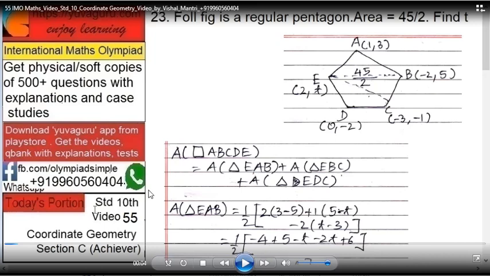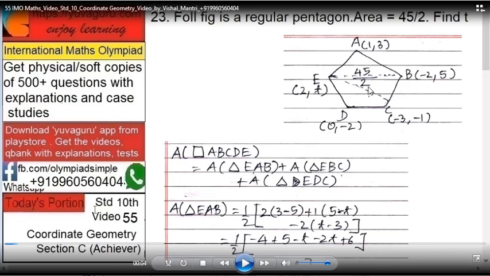Let's focus on today's topic now. We are in coordinate geometry, video number 55, section C, achiever, toughest one. Okay, let's start. Following figure is a regular pentagon. Regular means what? All sides are equal.